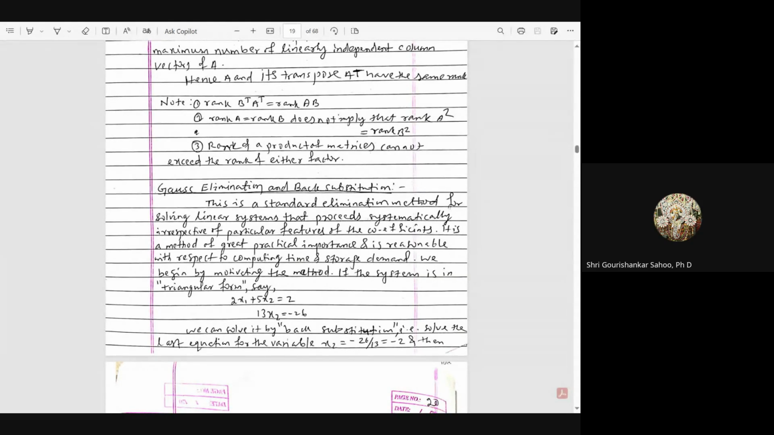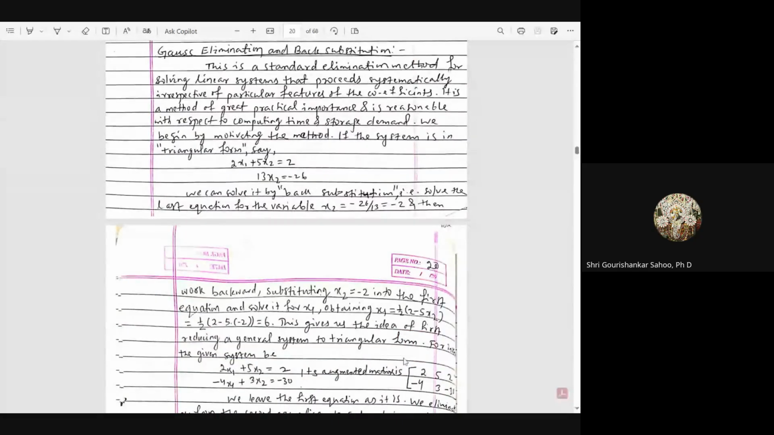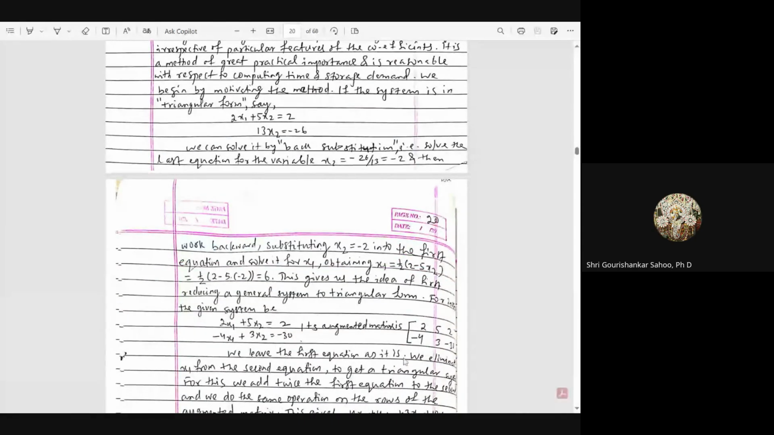Now put this value, -2, in the first equation in place of x2, and you will have x1 equal to half multiplied by (2 - 5x2), that is half multiplied by (2 + 10), which is nothing but 12 by 2, equal to 6.